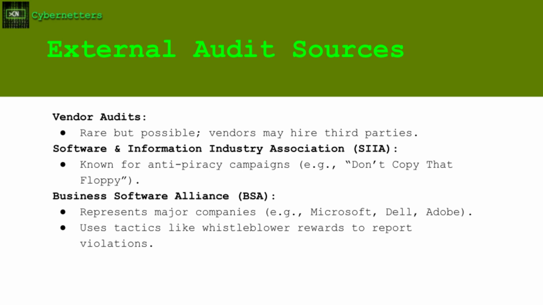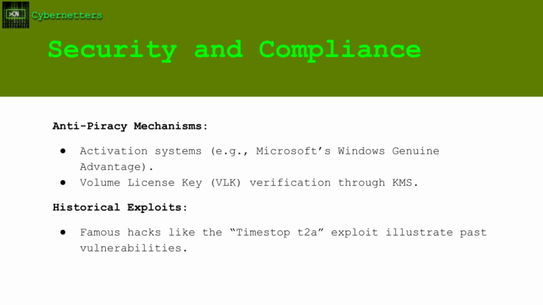Let's wrap up by discussing the role of security and compliance in software licensing, especially the measures taken to prevent piracy. Software companies use various tools to ensure that their licenses are being used properly. For example, activation systems. Tools like Microsoft Windows Genuine Advantage verify that your copy of the software is legitimate. Volume license key, VLK, verification, managed through systems like Key Management Services, KMS, which we discussed earlier.